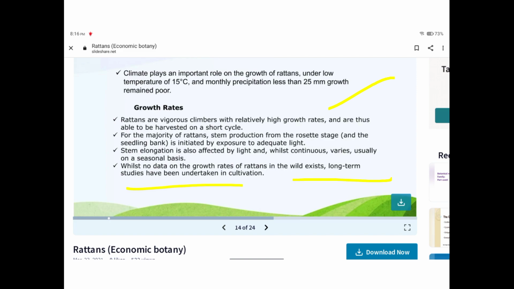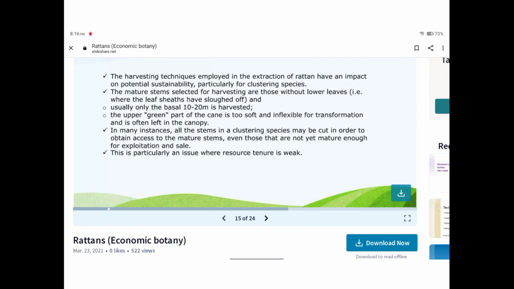Long-term studies have been undertaken in cultivation. Not so much study has gone into harvesting techniques and their impact on the potential to predict for clustering species. These are flower leaves, where the leaves are a flower.